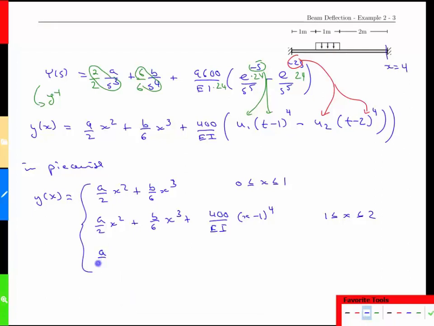On the last interval, we have the accumulation again of all the previous terms, which are still on, including the one that turned on at time 1, or x equals 1. And then, last but not least, we'll have our subtraction of 400 over EI x minus 2 to the power 4. Now, quick correction, the independent variable here is x, not t. On the interval x equals 2 to x equals 4, so this last domain here. The only remaining ingredient is to solve for a and b, and we'll complete that on the next page.